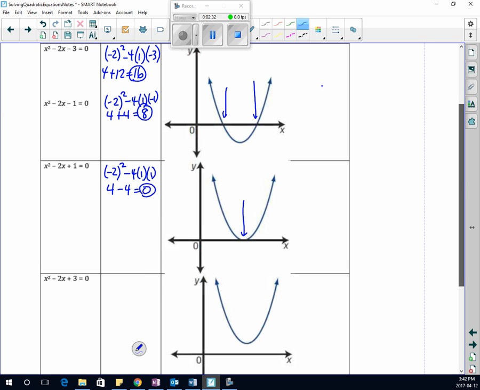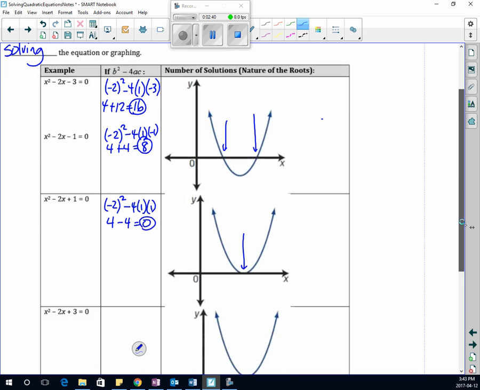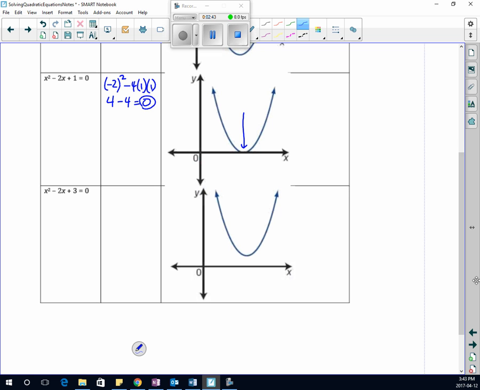And why is that? Well, if you think about, again, the quadratic formula here, if you're adding or subtracting 0, you're not going to get two solutions out of that. You're only going to get one.